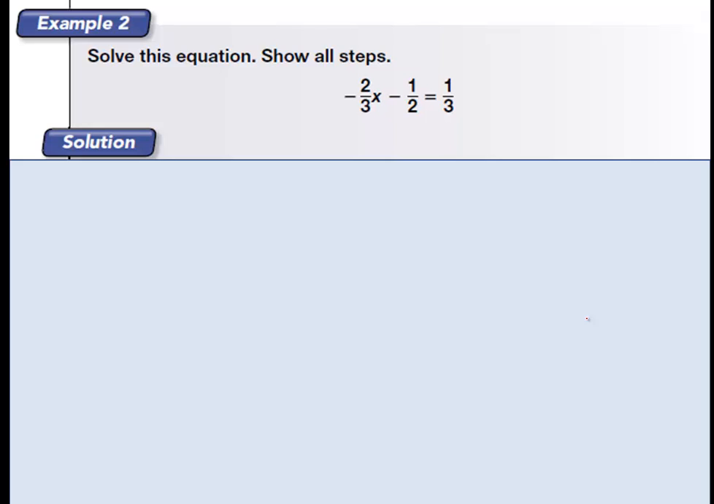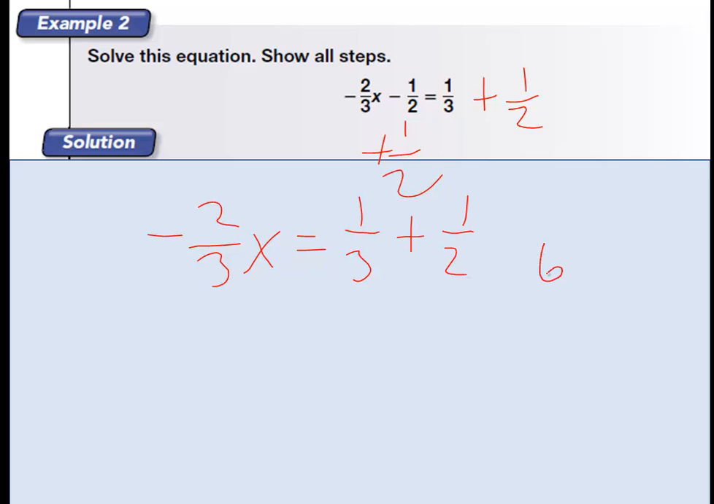First of all, tell me, what would we do first? Would we do the negative 2/3 x, or would we do the minus half? Which one do we want to move first? That's right, we want to move the half first. How are we going to do that? We're going to do the opposite. It's being subtracted, minus 1/2, so we're going to add 1/2 to each side. Now you've got negative 2/3 x equals 1/3 plus 1/2.